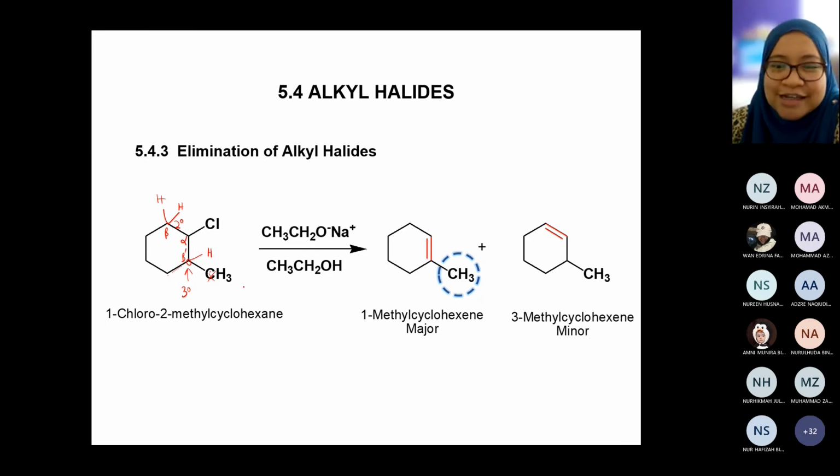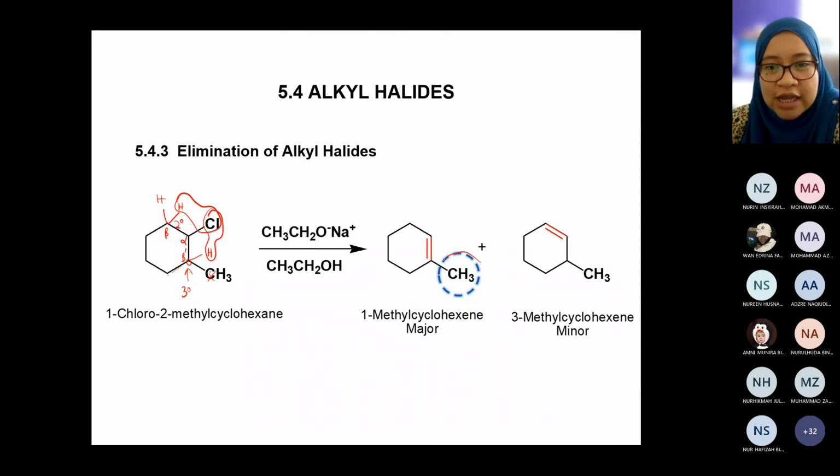Mana yang menang? Okay, ada dua option lah. So there are two option that the double bond can be formed. Satu, this one. Dia keluar, dia form double bond here. And the other option is this one. Tapi yang mana yang major, mana yang minor? Yang lebih stable lah. Yang form more stable form of alkene. Okay, so we have two. This one as major product, major alkene. And this one as minor alkene.